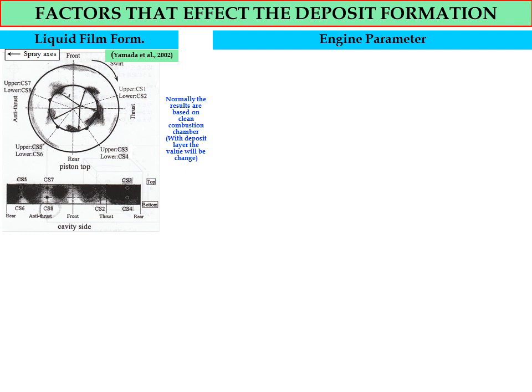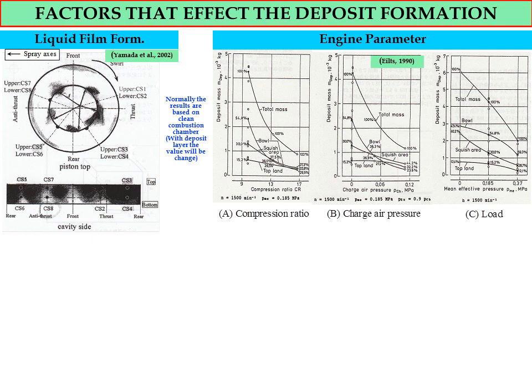The second factor is the engine parameter. As mentioned by Alkidas 1990, there are three engine parameters that affect the deposit formation. First, we have the compression ratio. When the compression ratio increases, the amount of deposit accumulated in the engine will decrease. Engine parameter number two is the charge air pressure. According to the result obtained, when charge air pressure increases, the deposit formation in the engine will decrease. The last one is the engine load. When engine load increases, the amount of deposit also decreases. So there are three main engine parameters that affect the deposit formation: compression ratio, charge air pressure, and also the engine load.